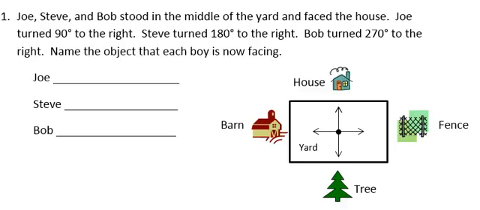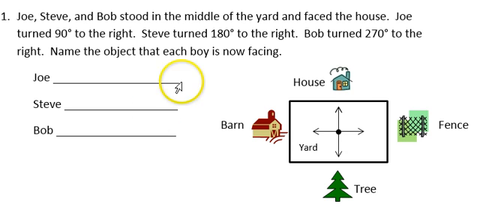This tutorial is for 4th grade, Module 4, Lesson 8. In this lesson, we're going to use our knowledge of angles and degrees around a circle to answer some word problems. The first question says, Joe, Steve, and Bob stood in the middle of the yard and faced the house. Joe turned 90 degrees to the right, Steve turned 180 degrees to the right, and Bob turned 270 degrees to the right. We have to name the object that each boy is now facing.